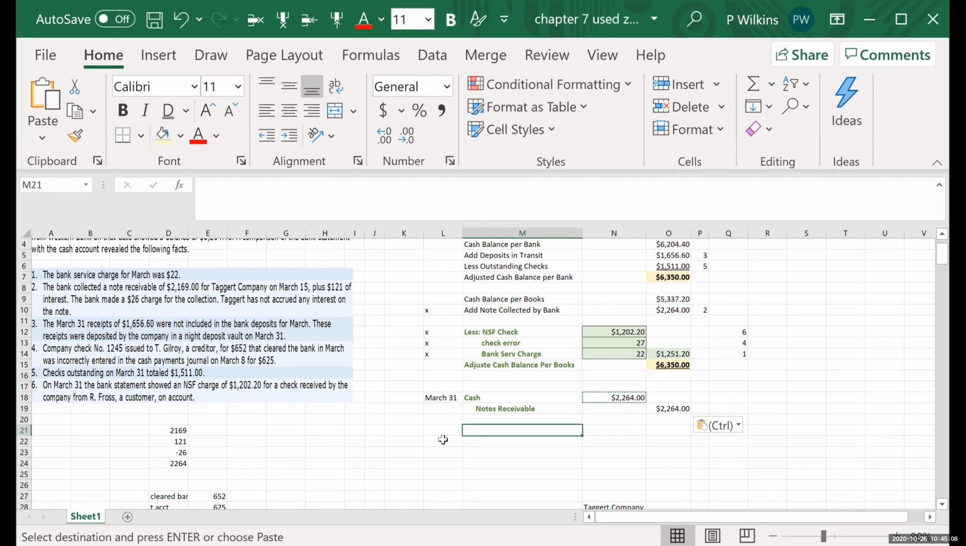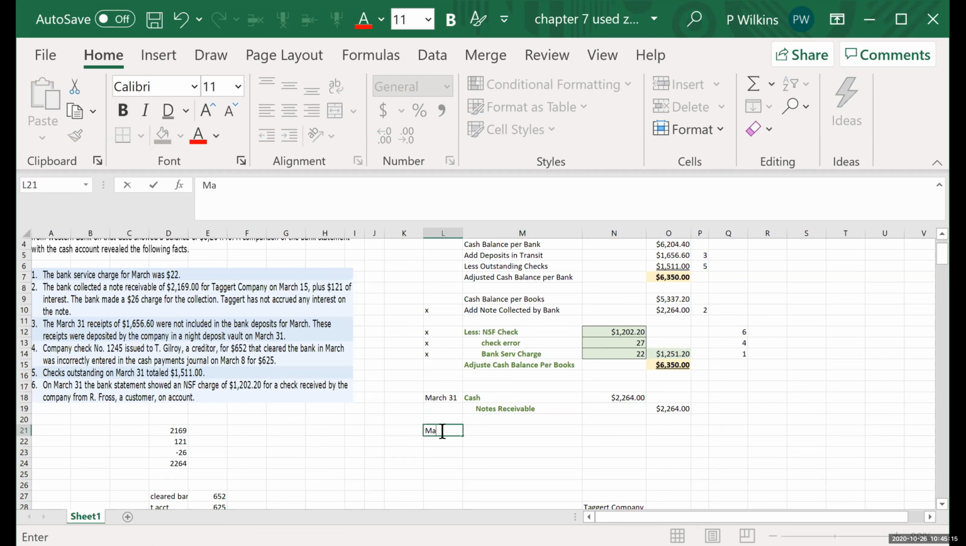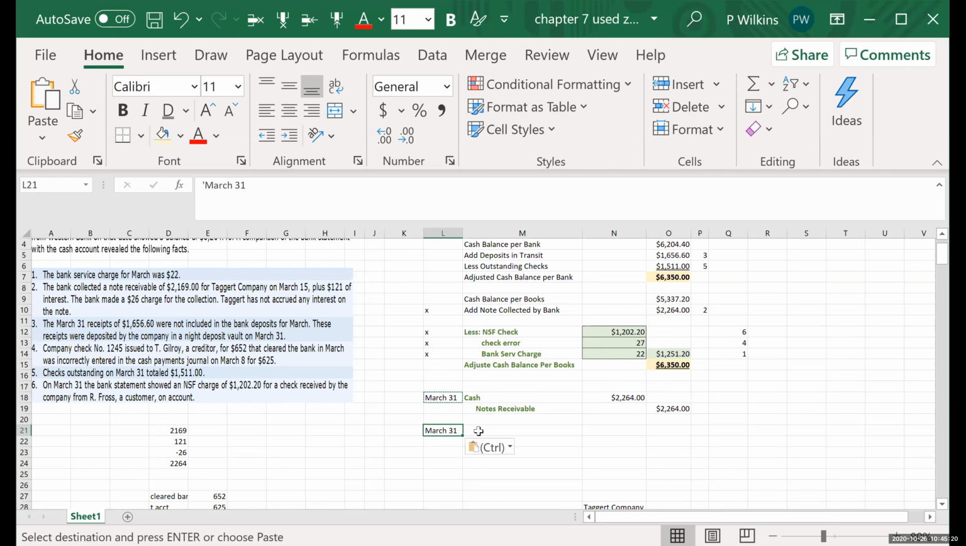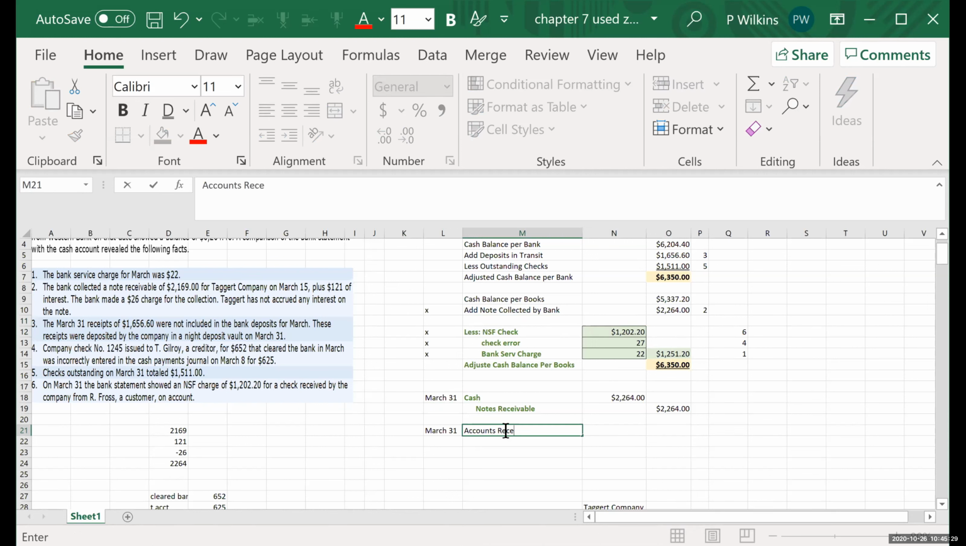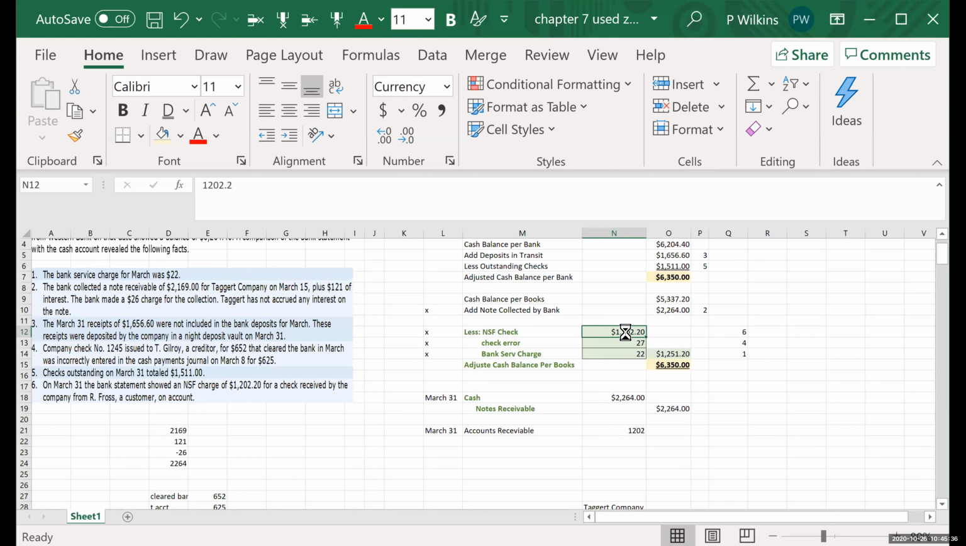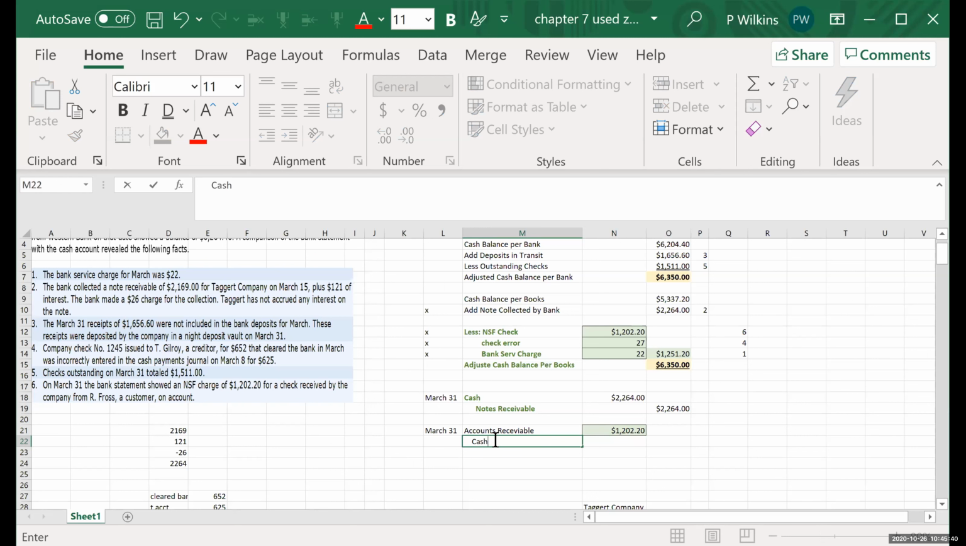Okay. We're then going to go down to the next one, which is the less non-sufficient funds checks. And for that, we are going to be crediting cash, right? So we're crediting cash. So we're debiting accounts receivable because we're assuming that any check that we get is a payment from a customer. So we have to put it back to the customer's account. So we're going to debit accounts receivable, $1,202. Oh, and 20 cents. Do that. And then we are going to credit cash.